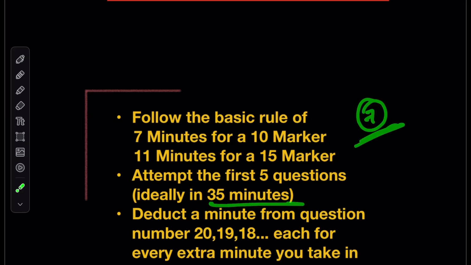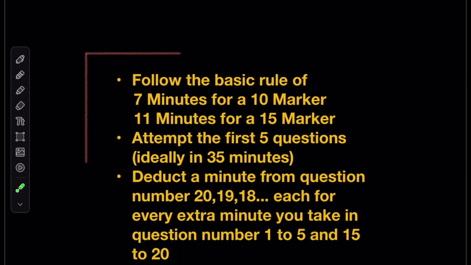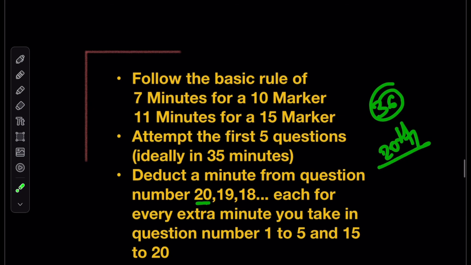Within 35 minutes ideally you will be attempting 5 questions, but when you start writing there is a lot of inertia, you're not able to complete the questions within the stipulated 7 minutes. So deduct 1 minute from every question number, and that too in a reverse order. So if you are taking 36 minutes, then the 20th question should be done in 10 minutes.